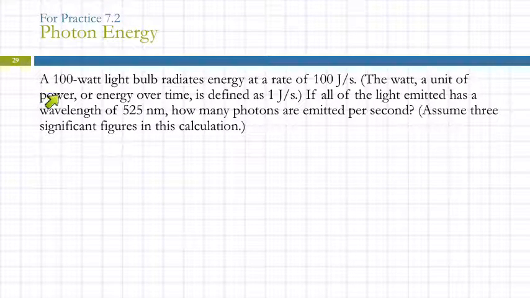So a 100-watt light bulb radiates energy at a rate of 100 joules per second. The watt is a power unit. Power is energy over time. So 100 watts is 100 joules of energy per second. If all the light emitted has a wavelength of 525 nanometers, how many photons are emitted per second? And we're just going to go with 3 sig figs in here.